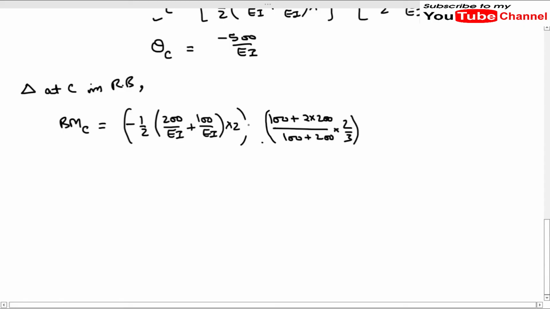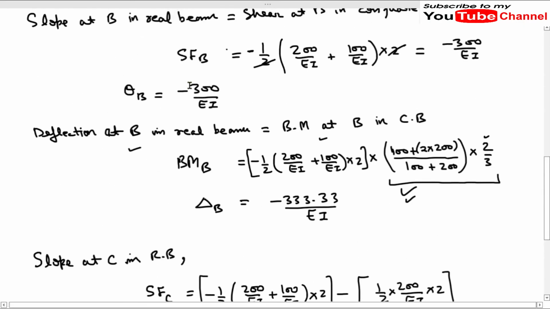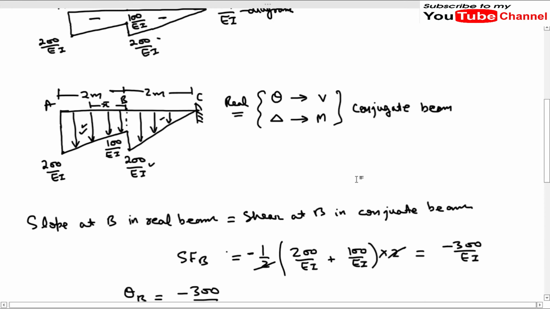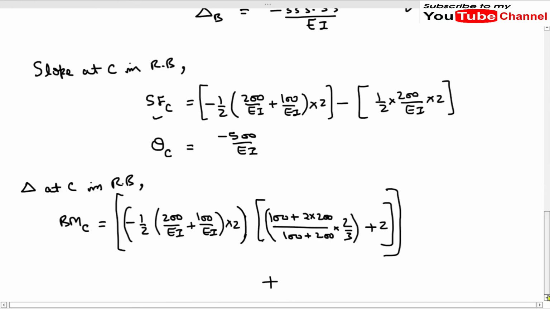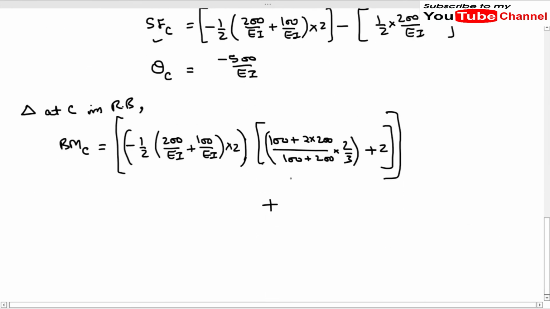So this is the bracket. So let me add 2 meters. So this is the total bending moment of this trapezoid. Okay, now the other one is for the triangle portion. For this triangle, it is very easy to consider the bending moment. So it will be minus 1/2 × 200, the ordinate, × 2, × the distance of CG. So the distance of CG will be 2/3 × 2.